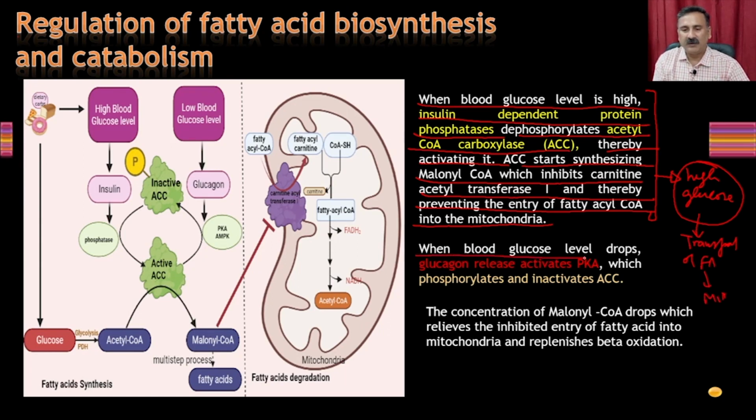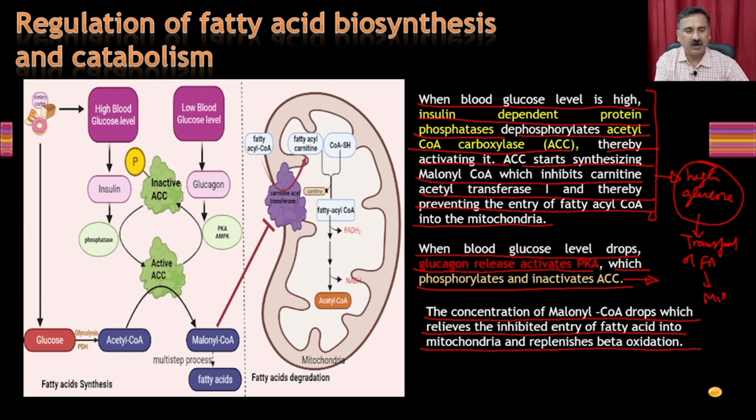So when the glucose level drops, glucagon is released, activates protein kinase A, which phosphorylates and inactivates the ACC. The concentration of malonyl CoA drops, which releases the inhibition of fatty acid entry into the mitochondria and replenishes beta oxidation.